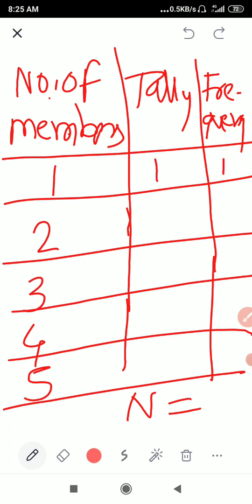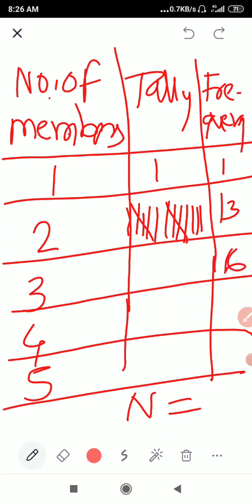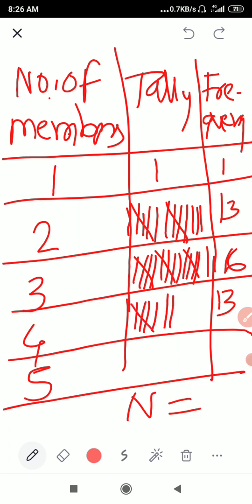For 2, that is 13, so you have to make 1, 2, 3, 4, 5, 1, 2, 3, 4, 5, and 1, 2, 3. Now the third one is 16, so here 5, 5 series bundle, 1, 2, 3, 4, 5, and 1. This is 16. Now the fourth, that is 13 again. So 1, 2, 3, 4, 5, 1, 2, 3, 4, 5, 1, 2, 3.